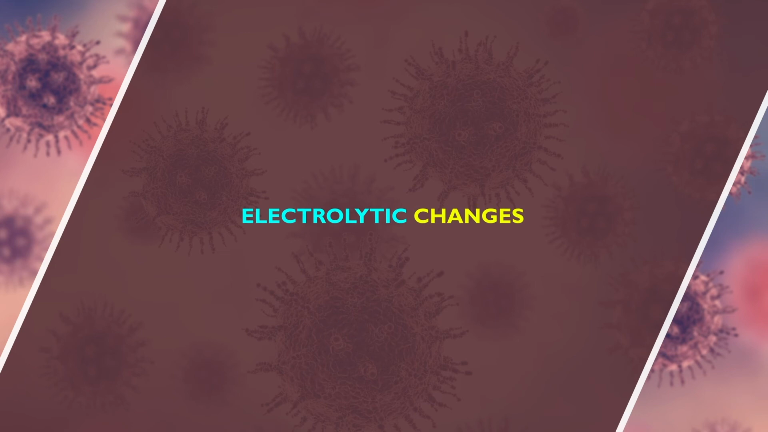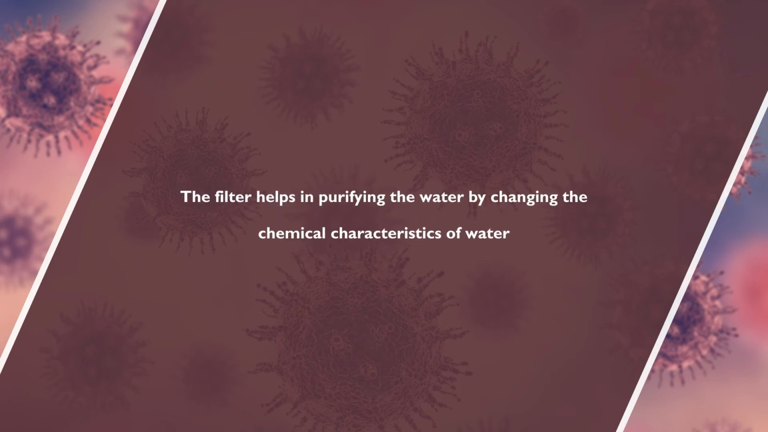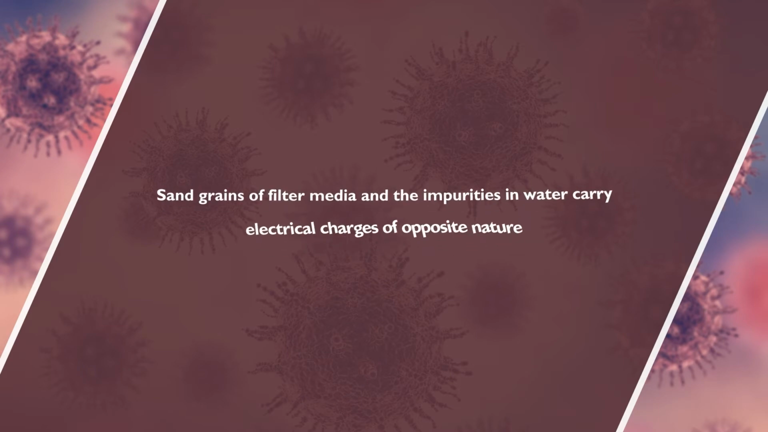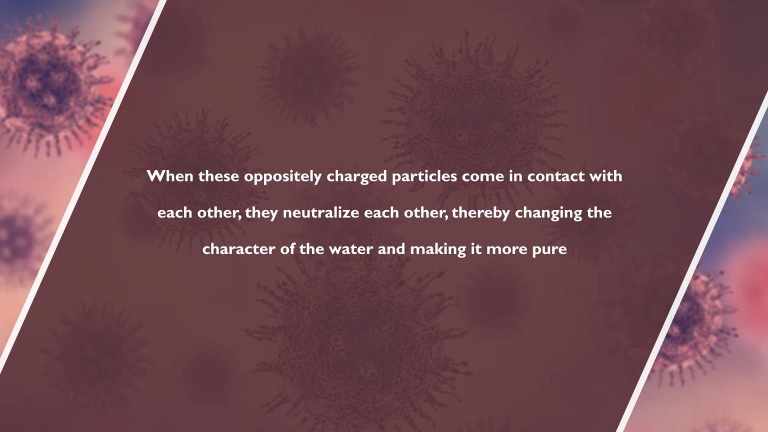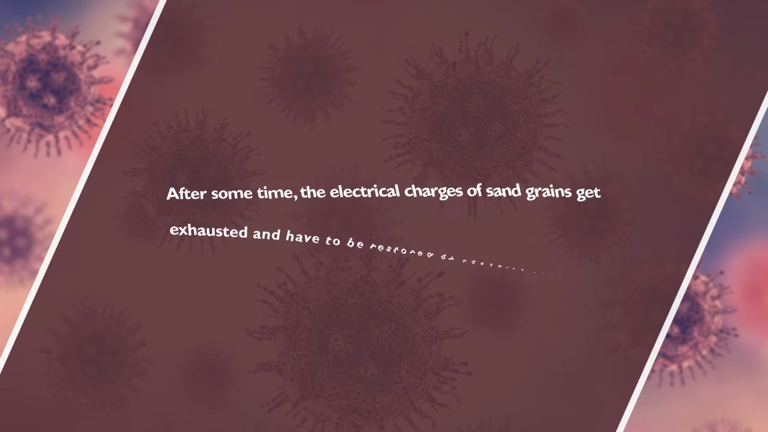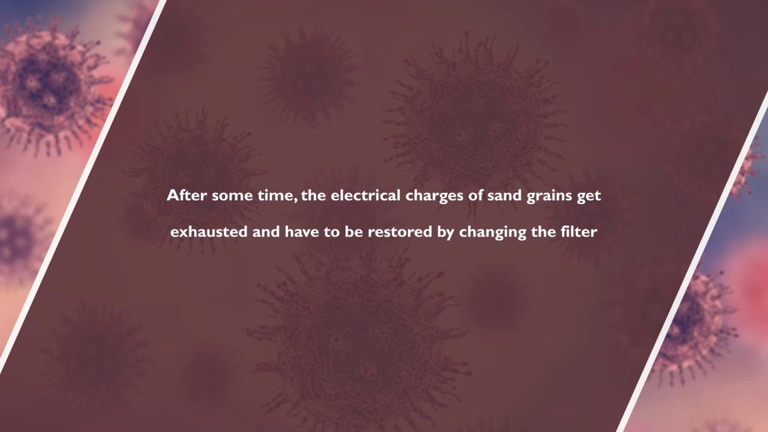Electrolytic changes. Filters help in purifying the water by changing the chemical characteristics of the water. Sand grains of filter media and the impurities in water carry electrical charges of opposite nature. When these oppositely charged particles come in contact with each other, they neutralize each other, thereby changing the character of the water and making it more pure. After some time, the electrical charges of sand grains get exhausted and have to be restored by changing the filter.